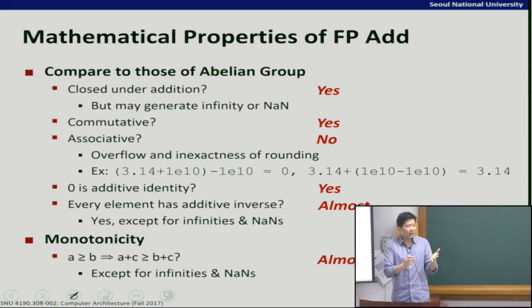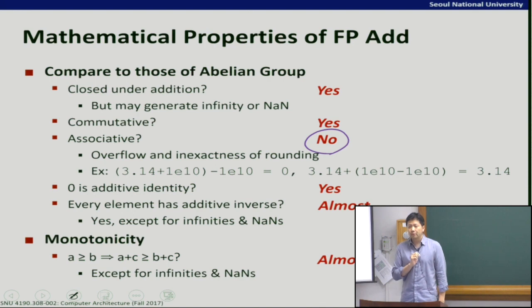If you find any counter example, please feel free to suggest. But as far as I know, there's no example. So hopefully you're okay with this. The third one is associativity: (A plus B) plus C is equal to A plus (B plus C), you can change the order. The answer is a very interesting part. This one is no. Floating point addition is not associative.